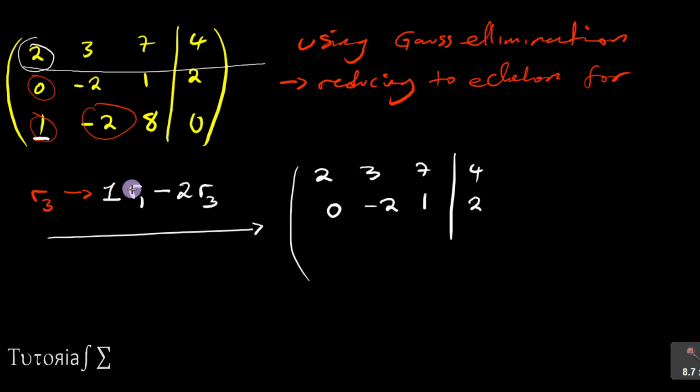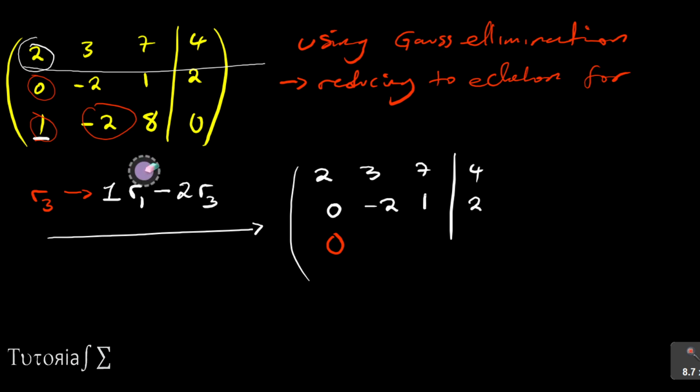Row 1 times row 1, so 1 times row 1, where there is a 2 there, minus 2 times row 3. On row 3 here there is a 1, so when we say 1 times this minus this, it will give us a 0 here. Then we go to the next part.